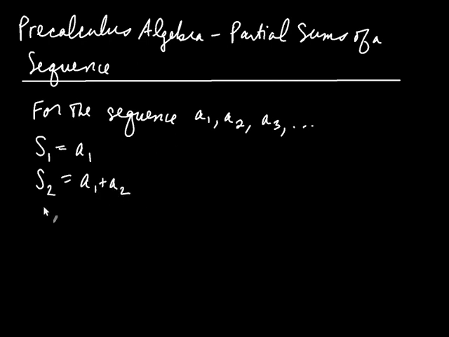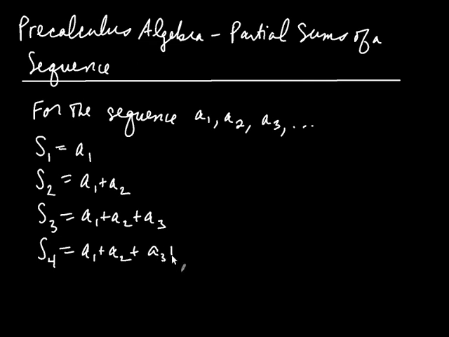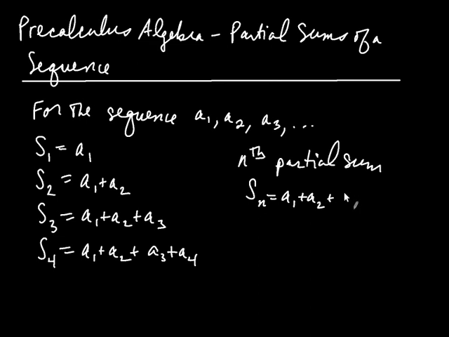The third partial sum is A1 plus A2 plus A3, so you add together the first three terms. Likewise, the fourth partial sum is A sub 1 plus A sub 2 plus A sub 3 plus A sub 4. And then finally, you can denote what's called the nth partial sum. So let's write that out. The nth partial sum is written S sub n, and it's the sum of the first n terms, dot dot dot to A sub n. So for example, for the 100th partial sum, you add together the first 100 terms of that sequence.